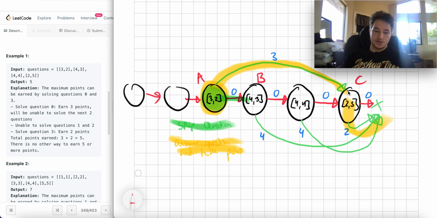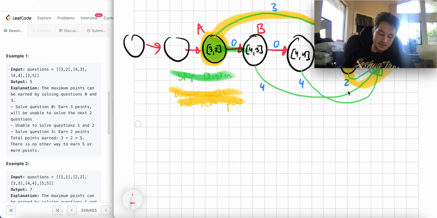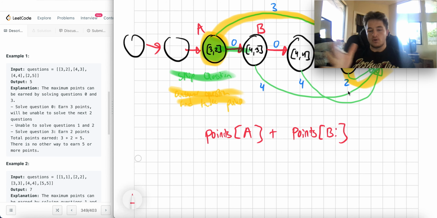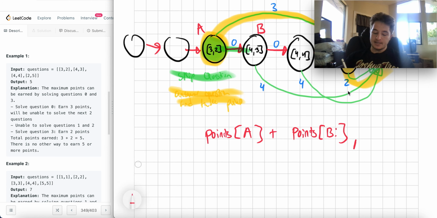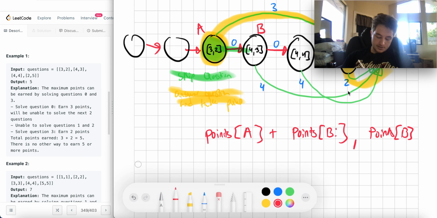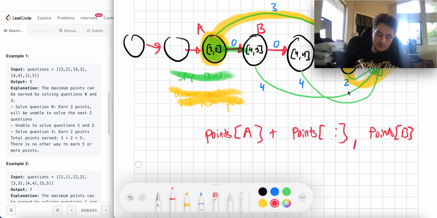What should we do with this question? We should take the points of A. So we can either take the points from A and the points from B onwards, where I'm using this colon to say whatever I get after that in the system. Or we can skip this question and take the points onwards from B. This is C, sorry. Damn it. So this is C. So these are the two things I can do.